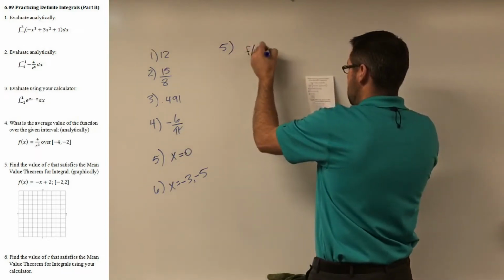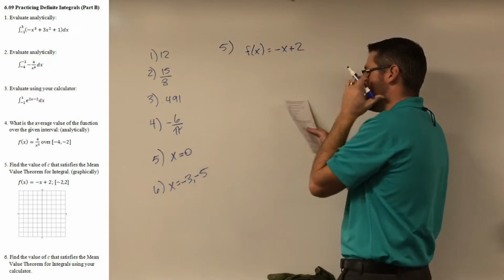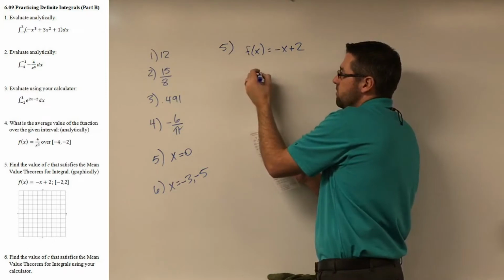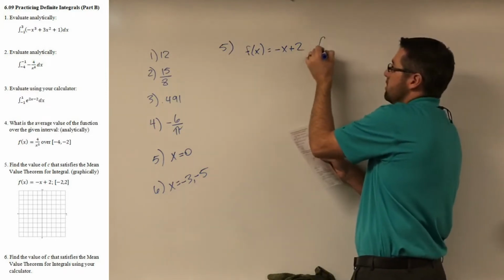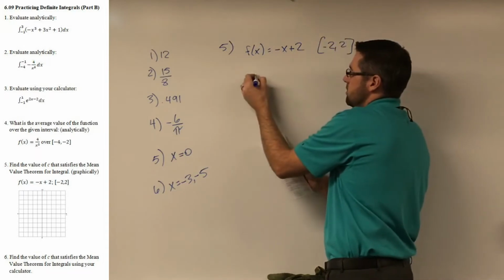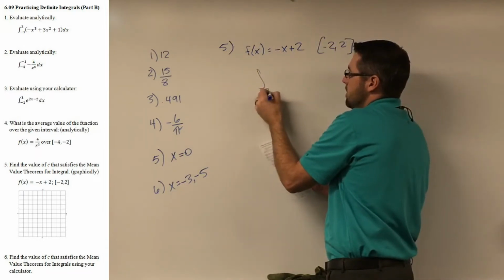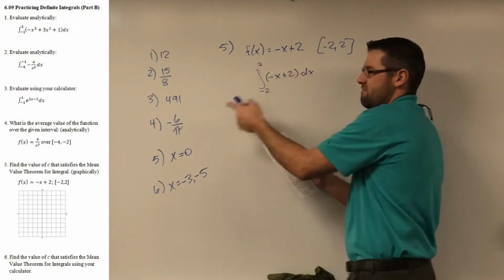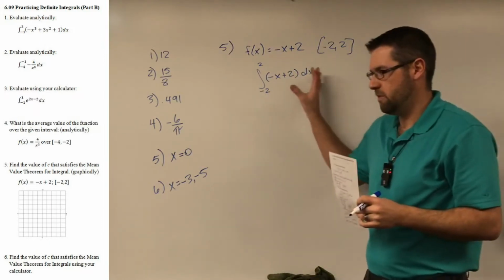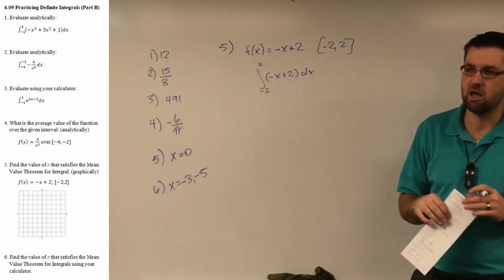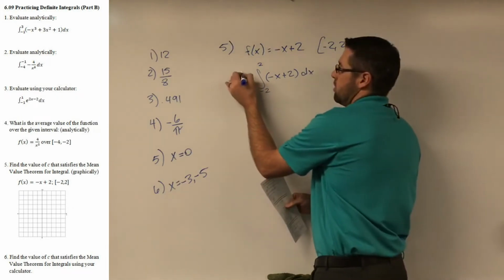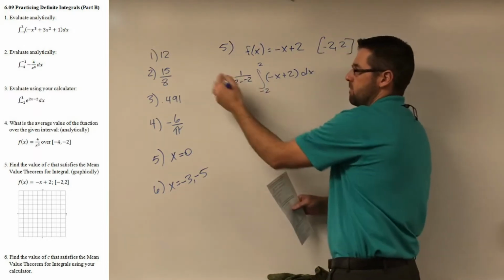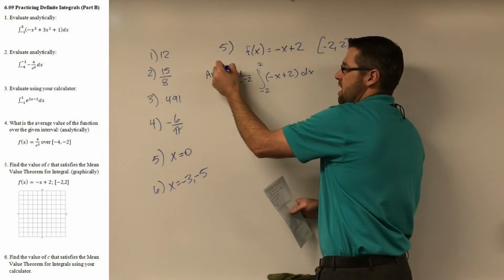f of x equals negative x plus 2. We can look at it graphically, but we'll look at it both ways. If I want to find the average value, what's the equation for average value? From negative 2 to 2, the integral from negative 2 to 2 of negative x plus 2 dx. What does that find? That's just the area under the curve, right? That is not the average value. What do I have to do next? 1 over the width. Okay, so that's the average value.